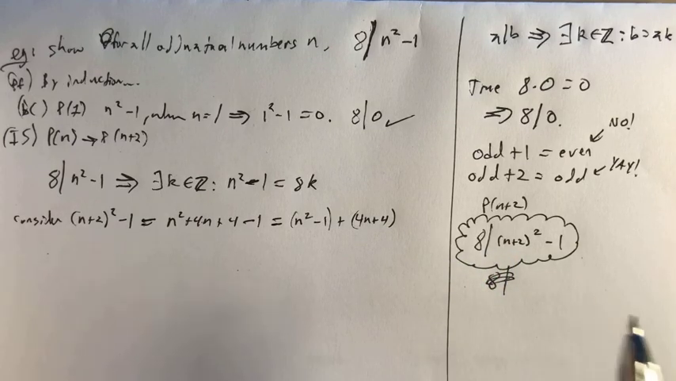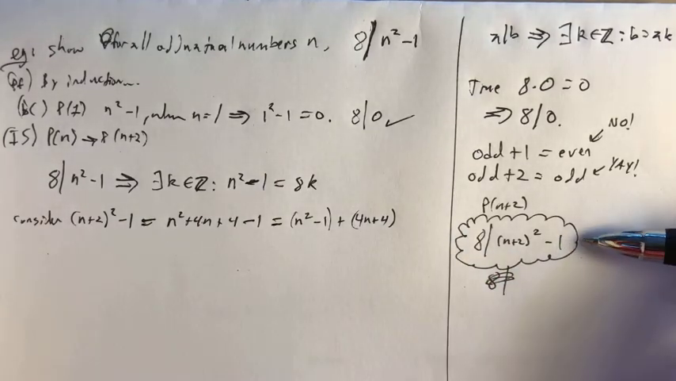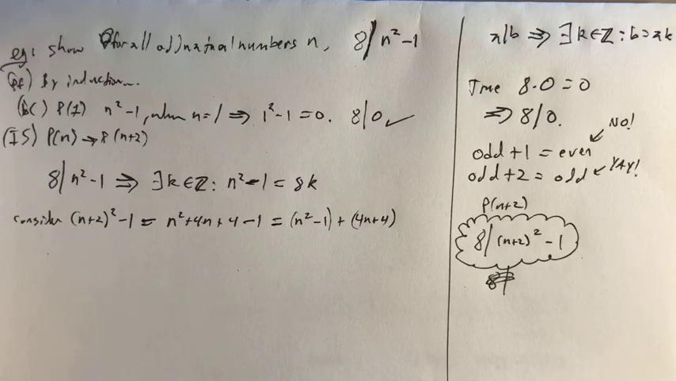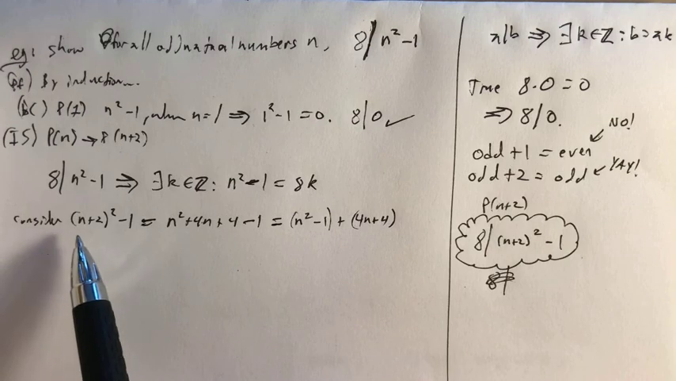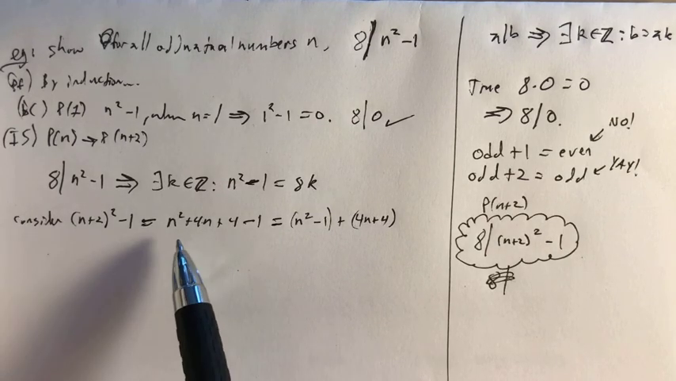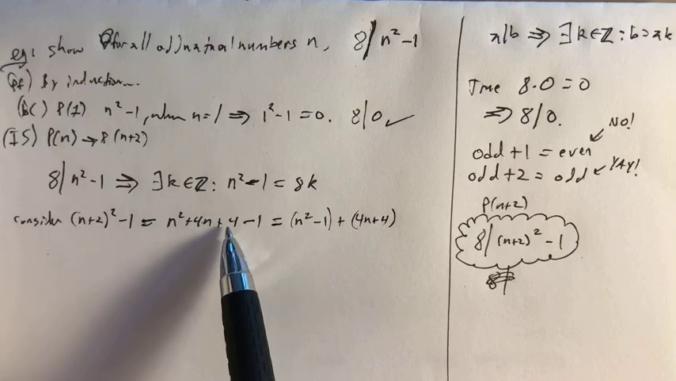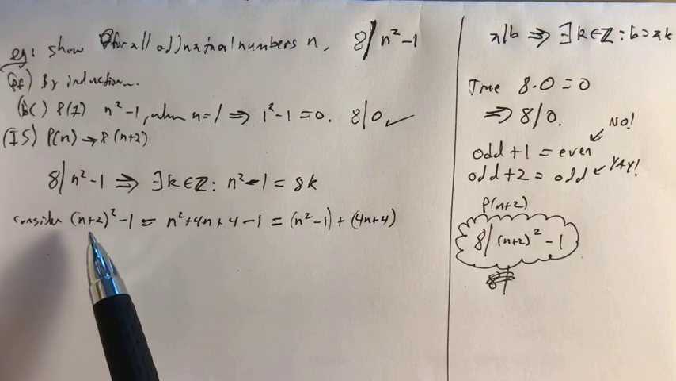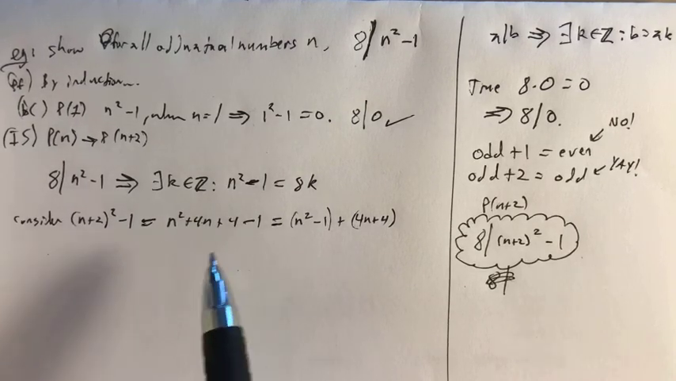And if you'll recall, the way that we showed divisibility claims was we said, consider the quantity on the right-hand side. That's just what tends to work for us. So now I've considered the quantity, whatever's on the right-hand side. Consider the quantity n plus 2 quantity squared minus 1. And this is n squared plus 4n plus 4. That's n plus 2 quantity squared. Now I've got this minus 1.